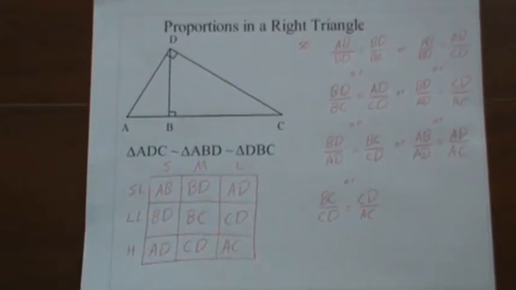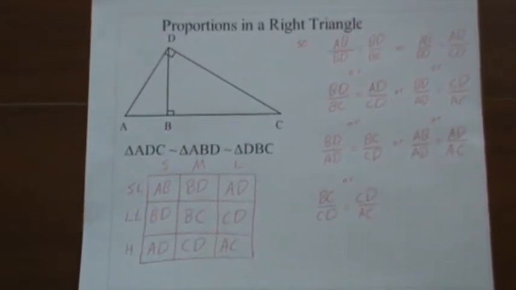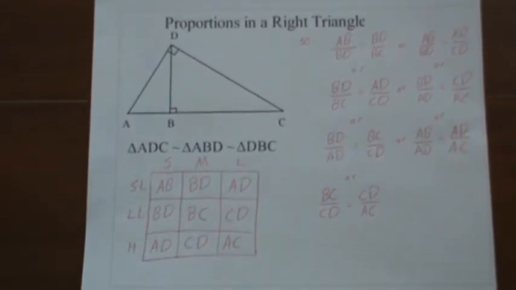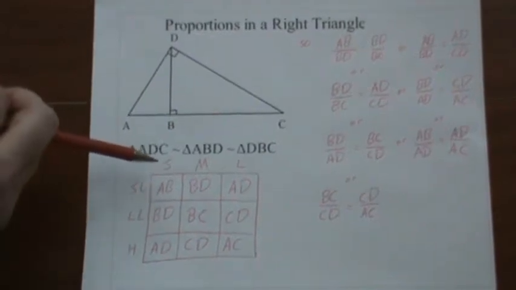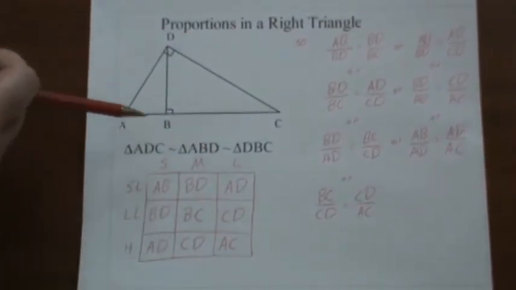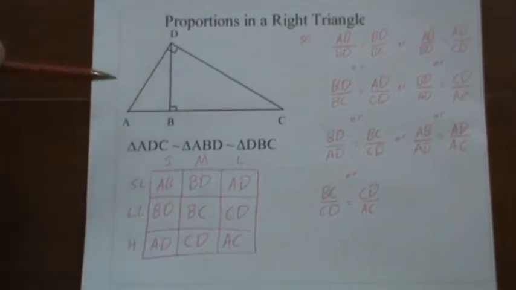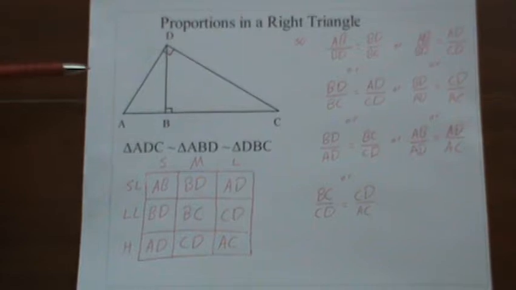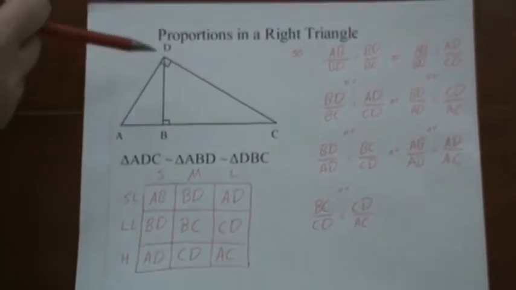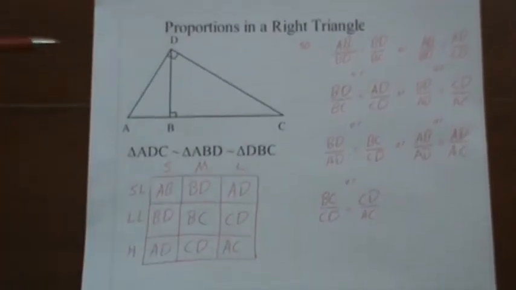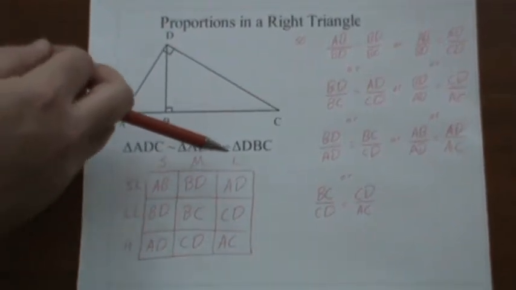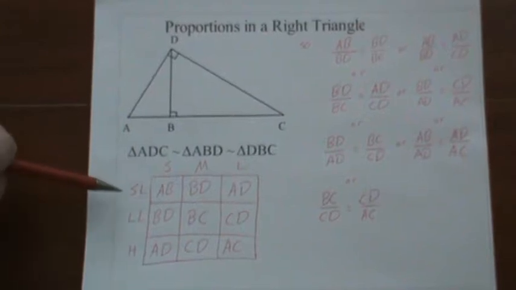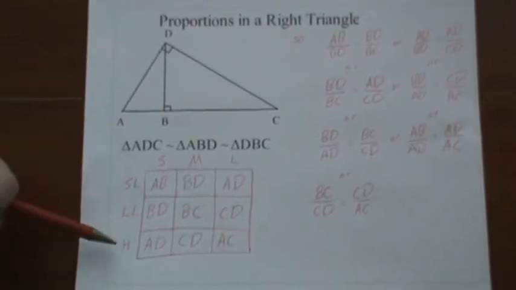One way to set up these proportions is to use a table. I strongly recommend it to people, where we set up a 3x3 table. I call the columns small, medium, and large for the small triangle, triangle ABD, the medium triangle, triangle DBC, and the large triangle, triangle ADC. So in the small triangle, the medium triangle, and the large triangle, I differentiate the side names by calling them the short leg, the long leg, and the hypotenuse.